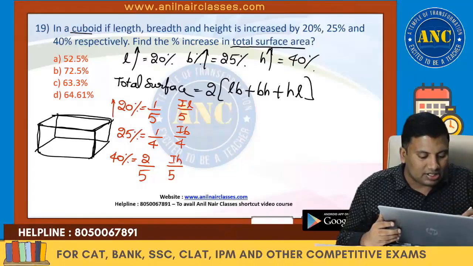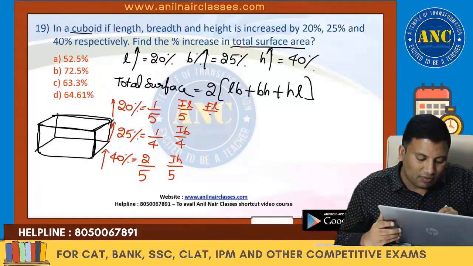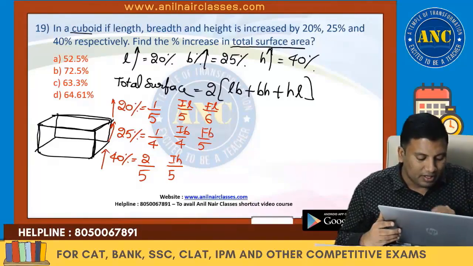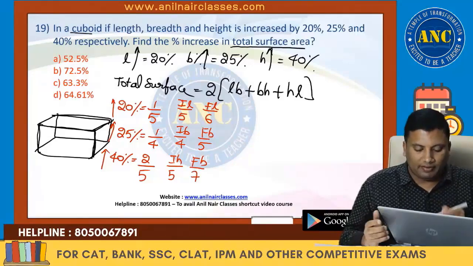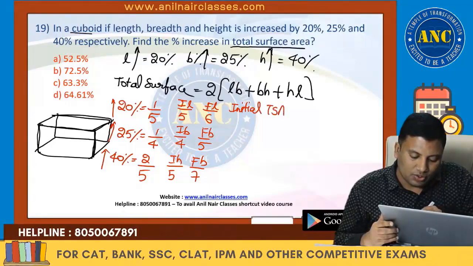All are increased, 20, 25, 40. Final length, 1 increase, 6. Final breadth, 1 increase, 5. Final height, 2 increase, which is 7. Okay, first one. So initial total surface area, easy question. Now it is just a substitution.